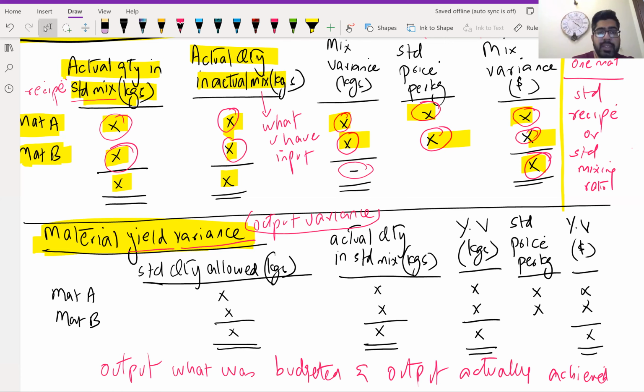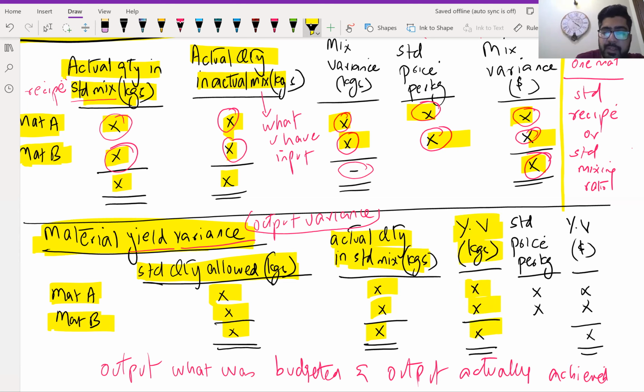Okay, how do we calculate this material yield variance? Again, the format is simple. First two columns are important, rest are just one-way traffic. Whatever materials are there, make rows of those materials. If there are two materials, make two rows. The first column is called standard quantity allowed, whatever is allowed by management. Compare it with actual quantity in standard mix. I've told you standard mix is the recipe. Comparison would give you YV, yield variance in kgs. Multiply by standard price per kg, you get yield variance in monetary terms.